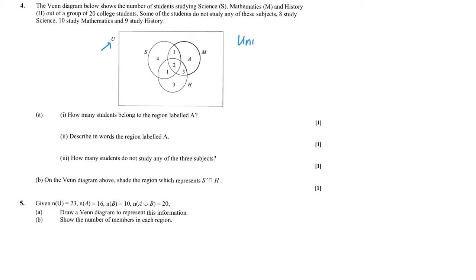So it means everything in this set is 20. So I put here n(U) is 20. And some students do not study any of these subjects. It means that somebody outside of these circles that connect science, maths, and history, we don't know the number, but there are people not taking any of these subjects.